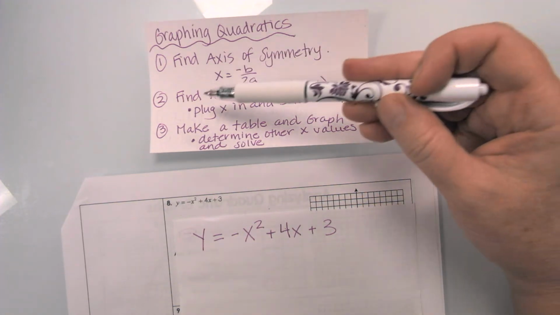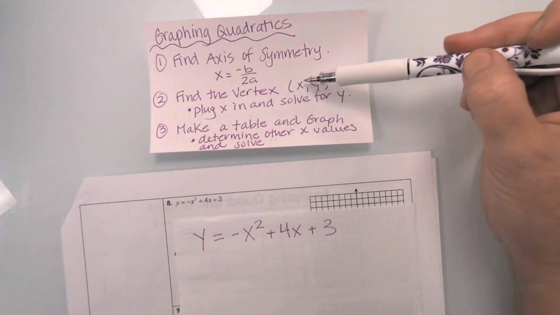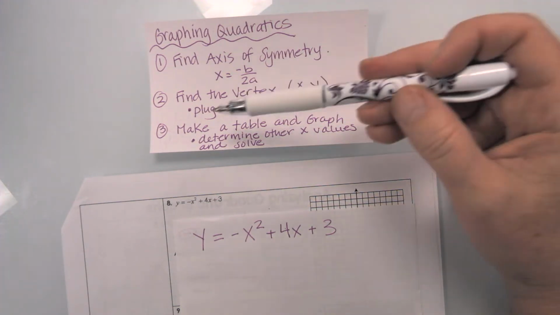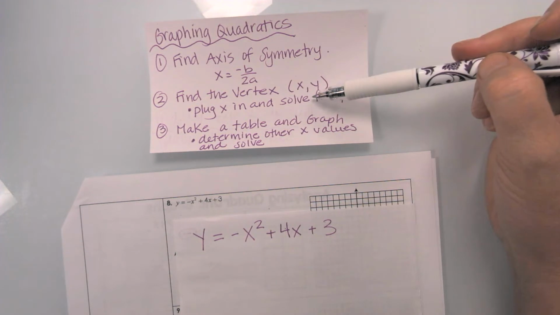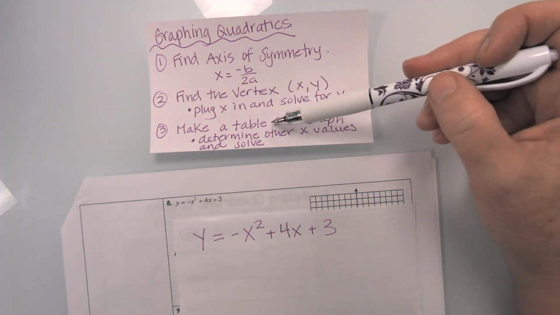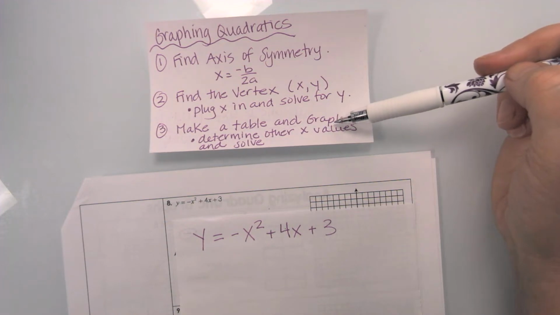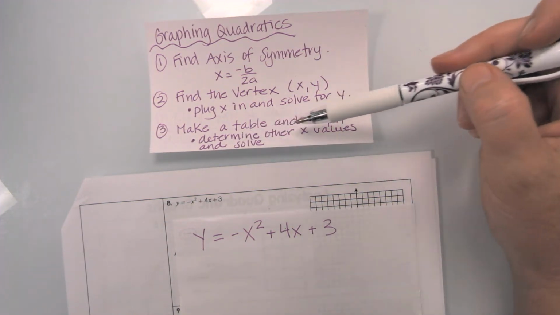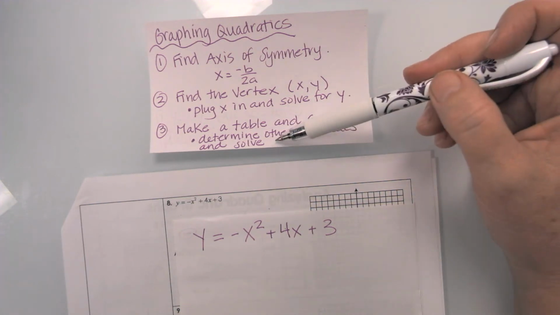The second step will be to find the vertex. That means we need to find the xy coordinate where the parabola is at either its highest point or its lowest point. In order to find the vertex, we will plug in x and solve for y. After we have the vertex, we will make a table and graph our quadratic. That means we will need to determine other x values and then solve for the y's.